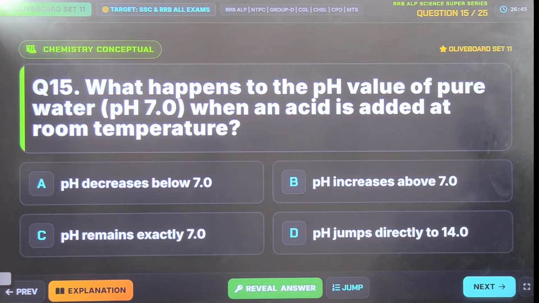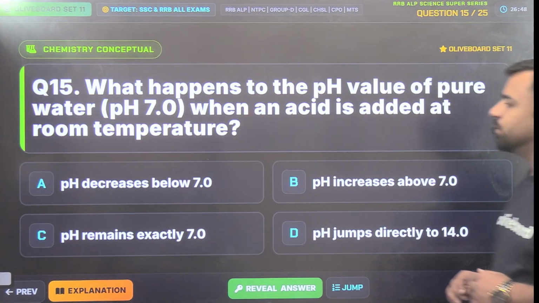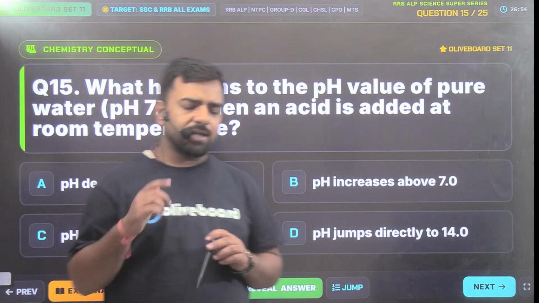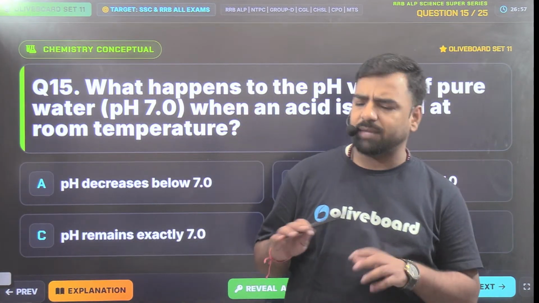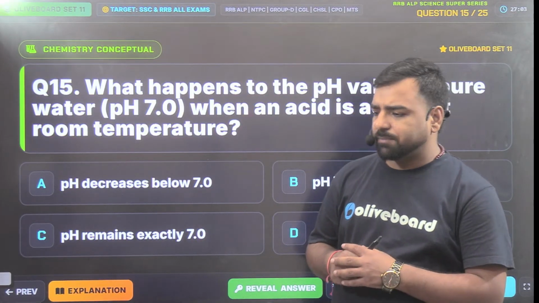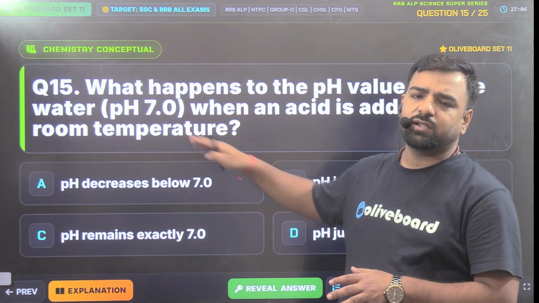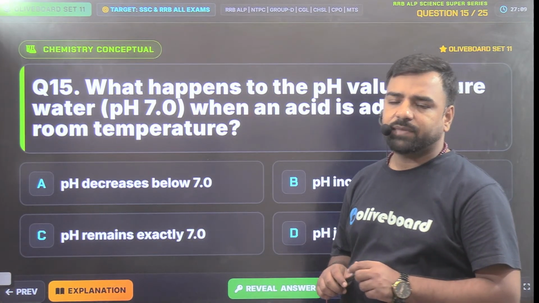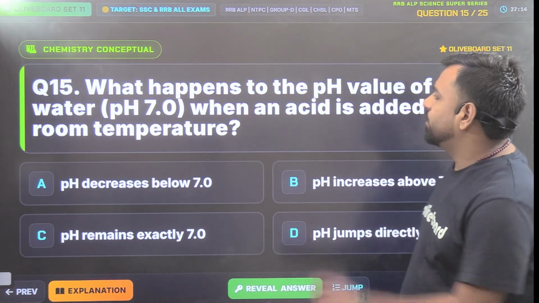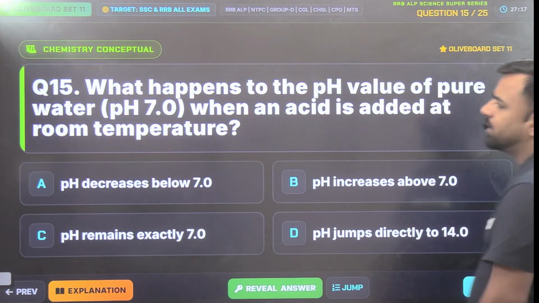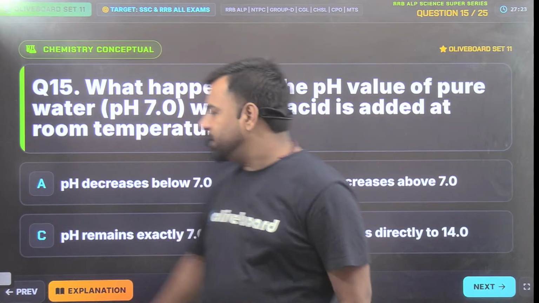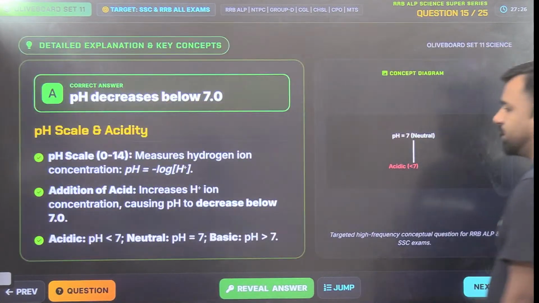Next, what happens to the pH value of pure water when an acid is added at room temperature? Guys, some of you are preparing for the RRB JE as well, right? Last time, one examination was held this year itself. The paper asked this question in the first CBT, that is CBT 1, and I guess you people have already given that examination. So Ankita, what happens to the pH value of pure water when acid is added to it? If pH of normal water is 7, obviously when acid is added, its pH value will decrease. So pH value is going to decrease below 7, and option A will be the correct answer.